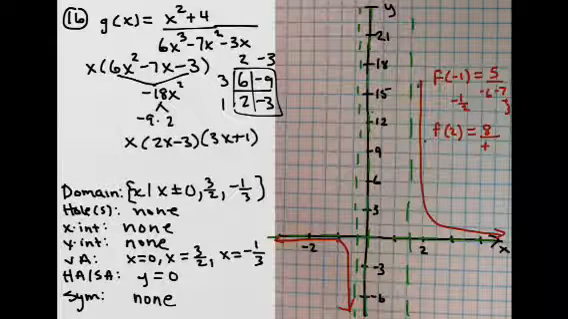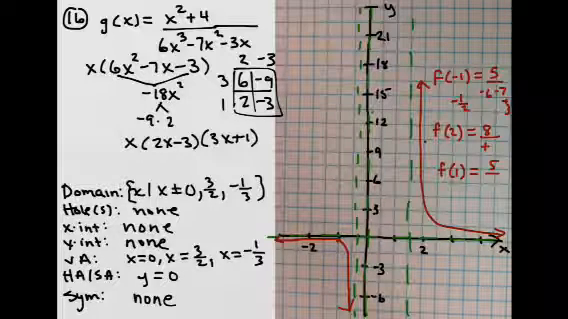Because I know it's above the x-axis because it's positive. Then I'm going to put in f of 1 because I want to see what happens in this section. So 1 plus 4 is 5. And then if I put a 1 in the denominator, I get 6 minus 7 minus 3. That's going to give me negative 4. So that's going to be negative 1 and 1/4. So about here.